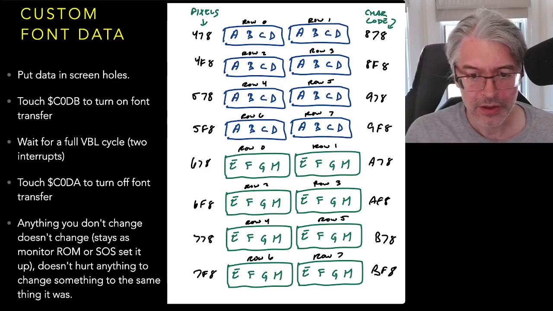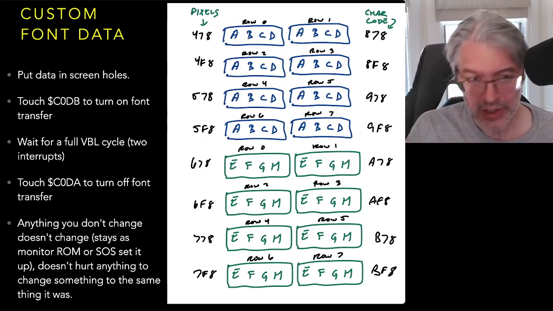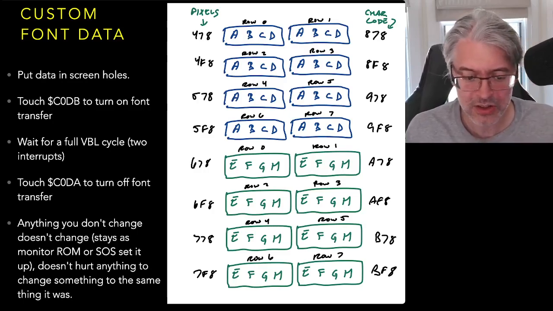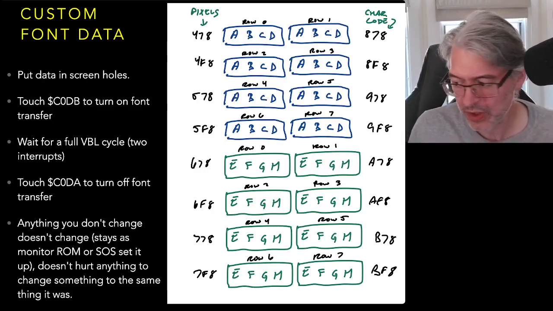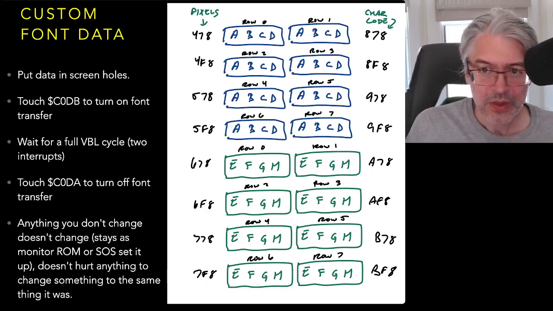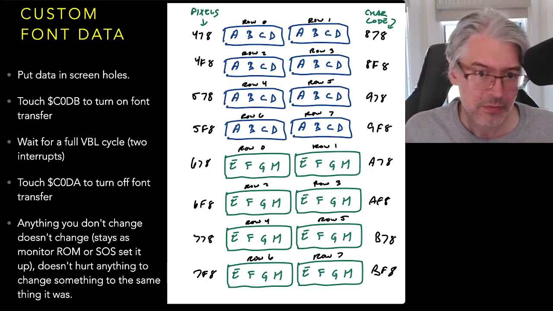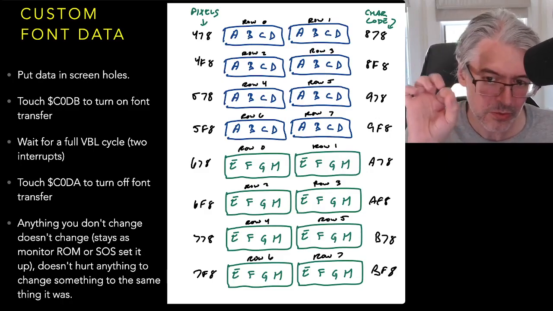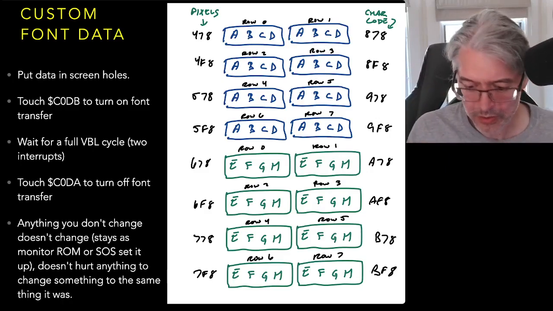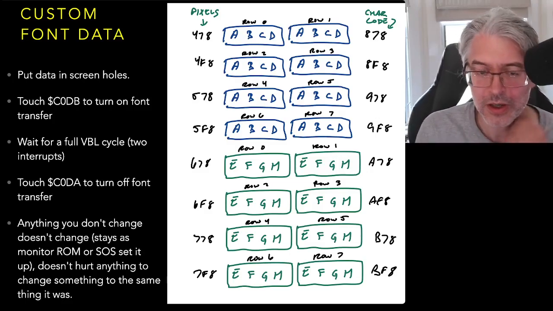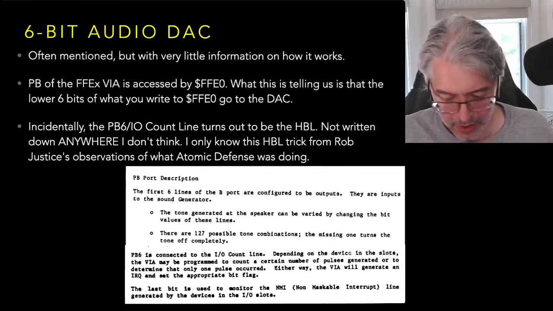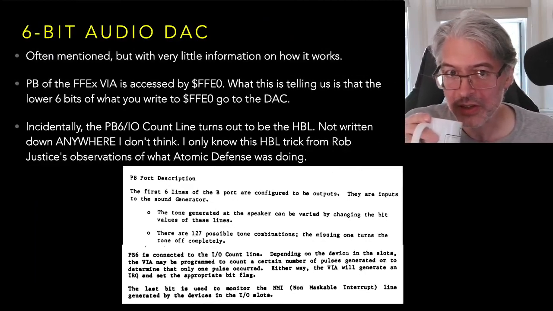So it doesn't hurt anything to leave some characters untouched, and it also doesn't hurt anything to change something twice to the same thing. So if you need to transfer 9 characters, you can transfer 8 and then change one of them and transfer another 8, except 7 of those 8 were the same one you already transferred. That's fine. Okay. The last major topic is the audio.